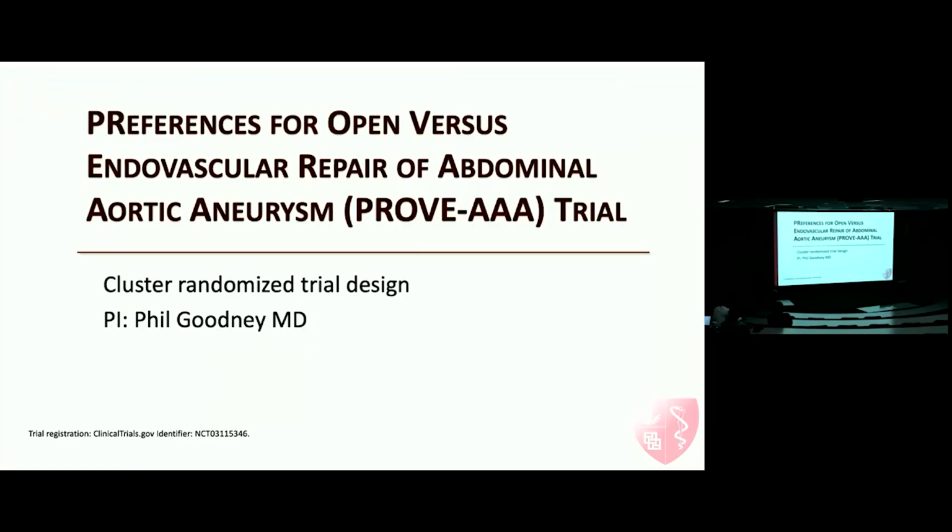So with that background, I'm going to talk first about the PROVE AAA trial, which was a cluster randomized trial design that I was involved in. Dr. Phil Goodney, one of my early career mentors and now dear friend and collaborator, was the PI of this trial. It basically tested that, if we were to give patients a decision aid for open versus endovascular aneurysm repair, what would they choose and why?